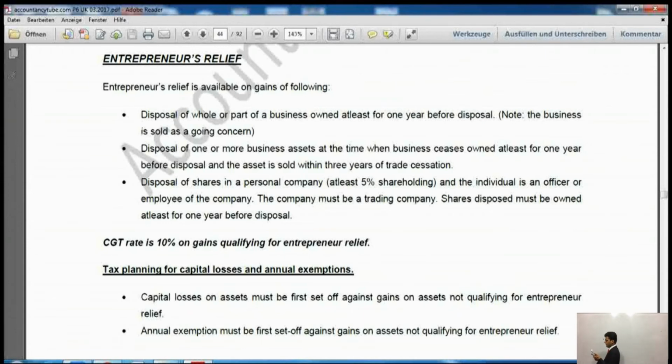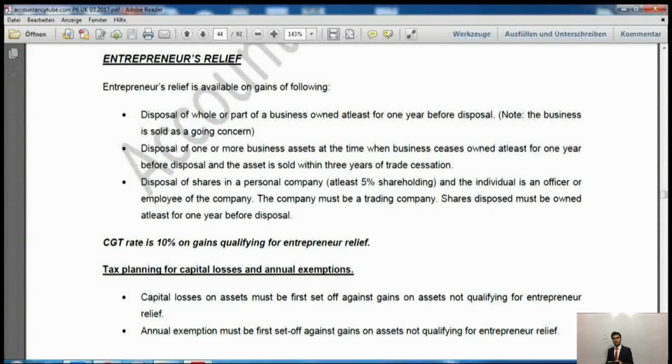Disposal of one or more business assets at the time when the business ceases. Now I can only sell when I am going to cease the business. And I must have owned it for 1 year before disposal, and the asset is sold within 3 years of the trade cessation. This is another condition to be eligible for entrepreneur relief.